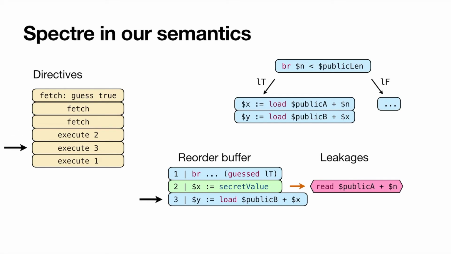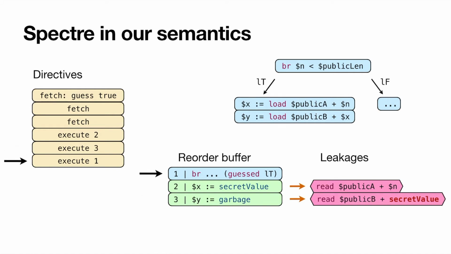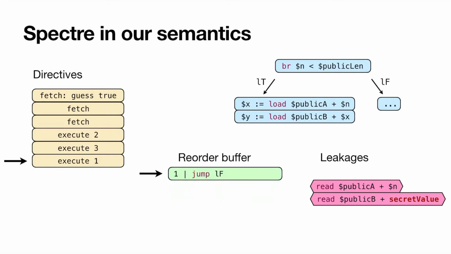Then when we execute index 3, we use that transient value of x, the secret value. So the actual value we load is garbage, but the point is the address that gets leaked by this load instruction includes the secret value. And so now an attacker can read this from the cache state. Eventually, when we execute index 1, we realize we misspeculated and we roll back and take the other branch, but the leakage has already been observed.